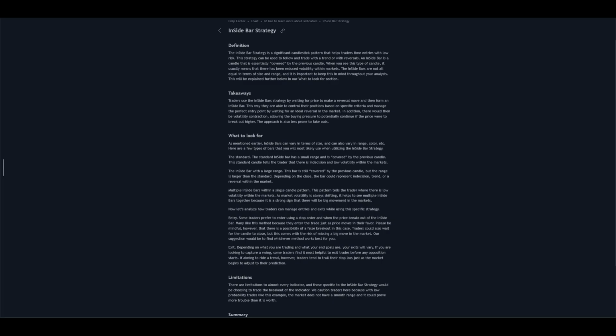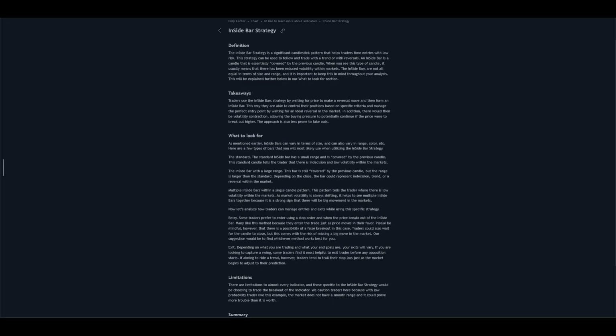Traders use the inside bar strategy by waiting for the price to make a reversal move and then form an inside bar. This way they can control their positions based on specific criteria and manage the perfect entry point by waiting for an ideal reversal in the market. In addition, there would then be volatility contraction, allowing the buying pressure to potentially continue if the price were to break out higher. The approach is also less prone to fake outs.